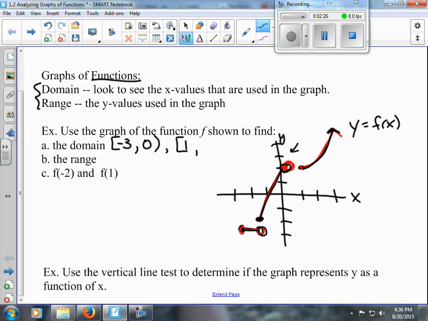And then the graph continues on forever, infinitely up and to the right. And we always put a parenthesis around infinity because it's not a number. And so there was sort of a jump here between 0 and 1 in which no x values were used.